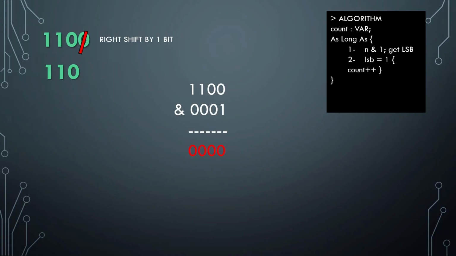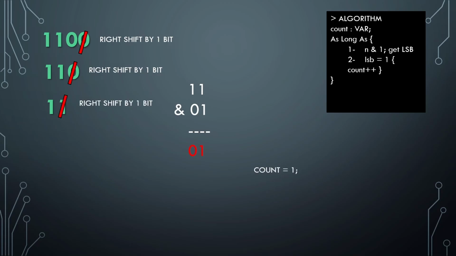Why did I do that? Because I want to iterate over the whole binary sequence that I have. So you can see that the number n is decreasing at each iteration, because I am doing right shift to be able to get every bit of the sequence and to be able to check if it is a 1, which will allow me to increment count by 1.